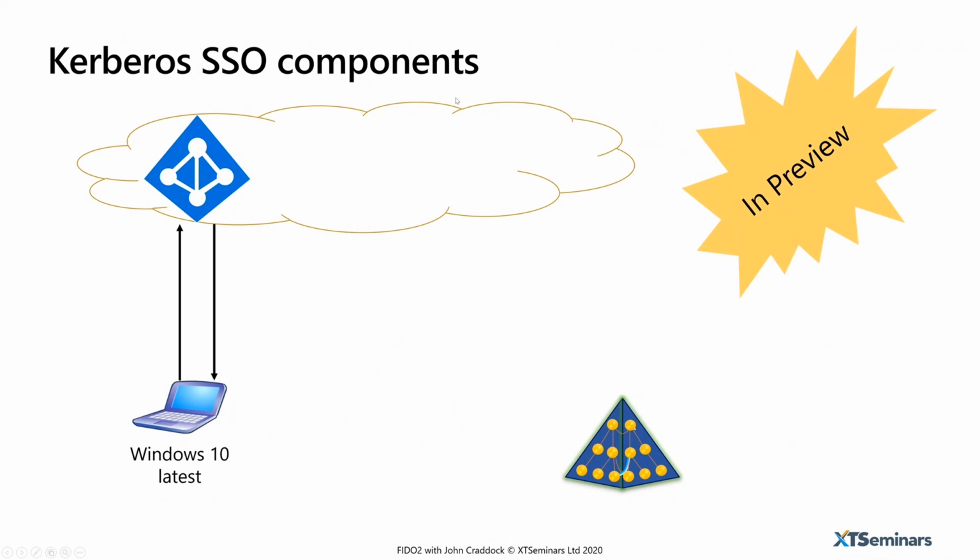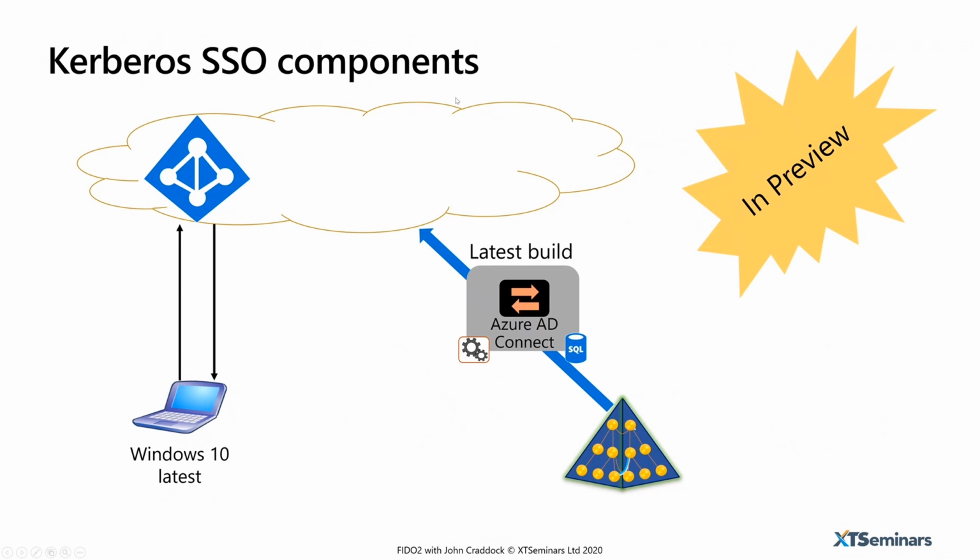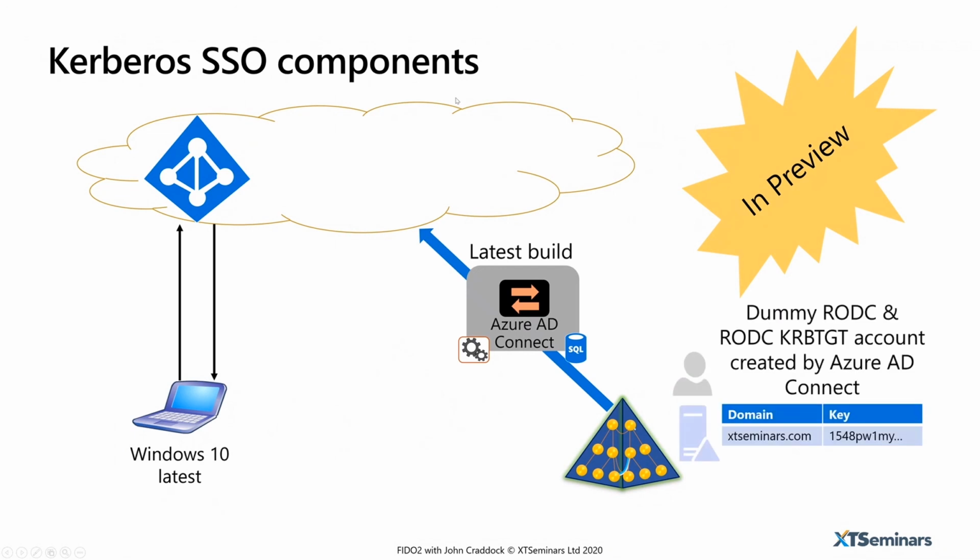Number one, we need the latest Windows 10 version. We need the latest build of Azure AD Connect. And if you're not familiar with Azure AD Connect, it synchronizes users from on-prem into Azure AD. What that will allow us to do, using PowerShell, is create a dummy RODC in our on-prem AD. And it's created by Azure AD Connect. However, this doesn't exist as an RODC. It's purely an object in our directory.